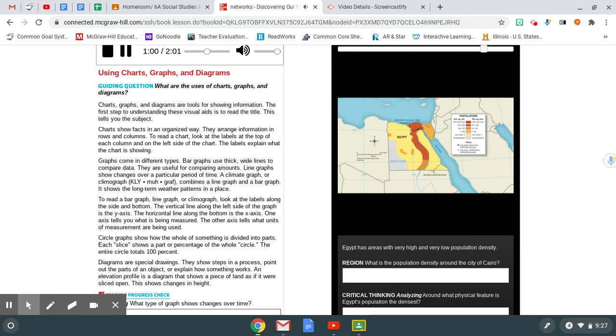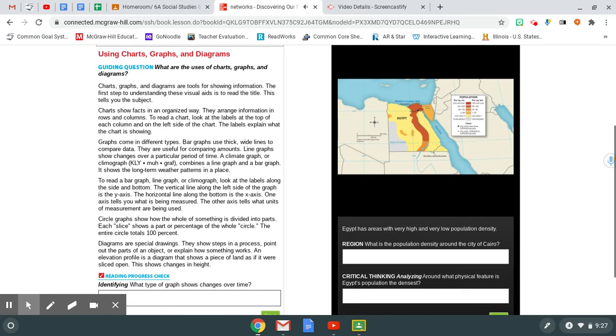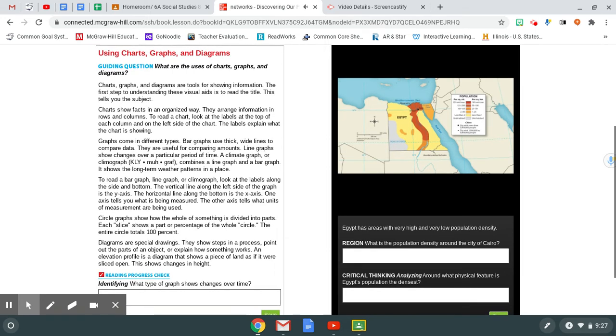To read a bar graph, line graph, or climograph, look at the labels along the side and bottom. The vertical line along the left side of the graph is the y-axis. The horizontal line along the bottom is the x-axis. One axis tells you what is being measured. The other axis tells what units of measurement are being used.